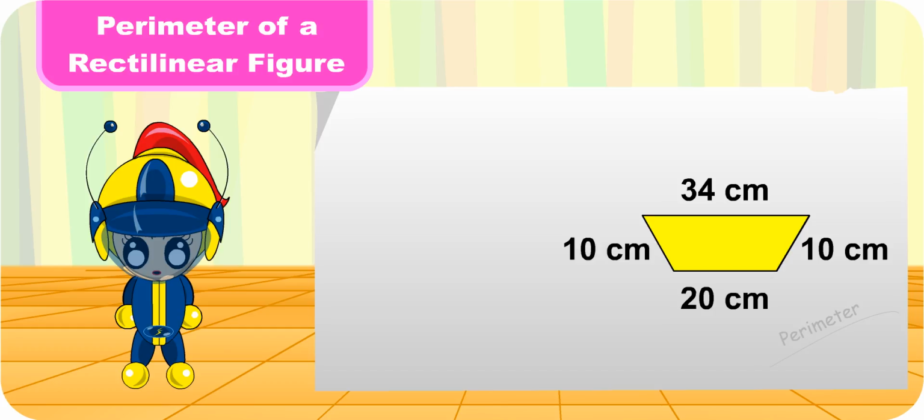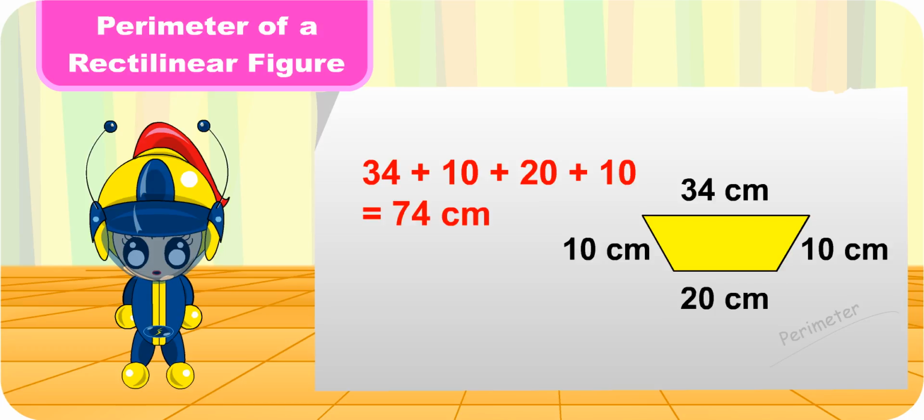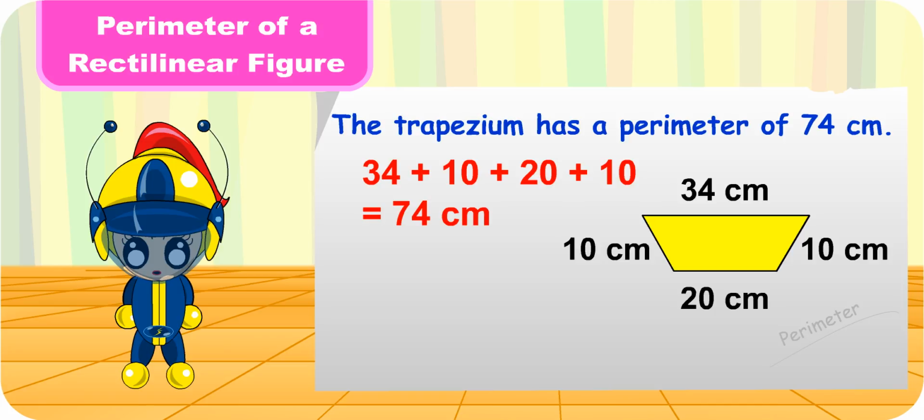Turbo Girl, can you find the perimeter of this trapezium? The trapezium is 34 centimeters by 10 centimeters by 20 centimeters by 10 centimeters. I know that the perimeter of the trapezium is its outline. So, if I add up all its sides, I will get the perimeter. By adding the four lengths, 34 plus 10 plus 20 plus 10 equals to 74 centimeters. The trapezium has a perimeter of 74 centimeters.